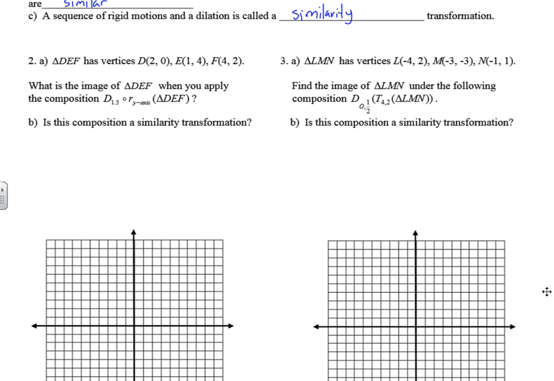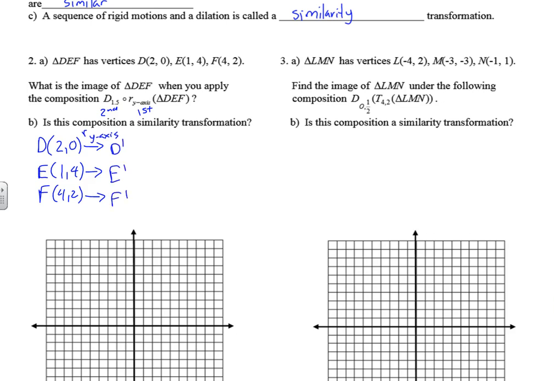So we have triangle DEF with these vertices. D is (2, 0), E is (1, 4), and F is (4, 2). Remember, we're going to do this one first and this one second when they're written in that order. So we're going to first reflect it in the y-axis. We get D prime, E prime, F prime.